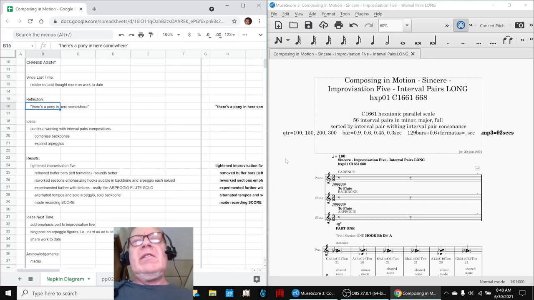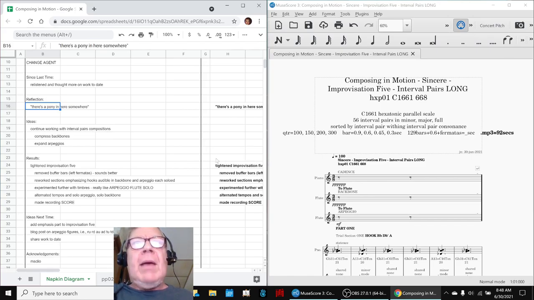Alrighty. Ladies and gentlemen, this is a recap of Composing in Motion, Part 65, Change Agent. In today's episode, we re-entered reflecting there's a pony in here somewhere. In other words, we've sort of felt held hostage by this improvisation five for several streams.